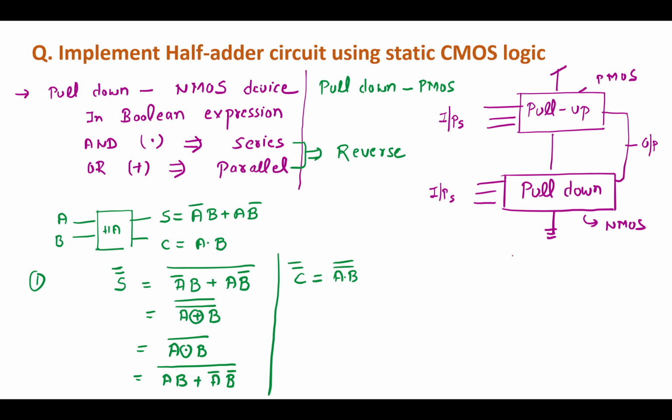Now we come to the CMOS. CMOS is known as complementary metal oxide semiconductor. Here the CMOS is designed by two transistors. One is PMOS, another is NMOS.